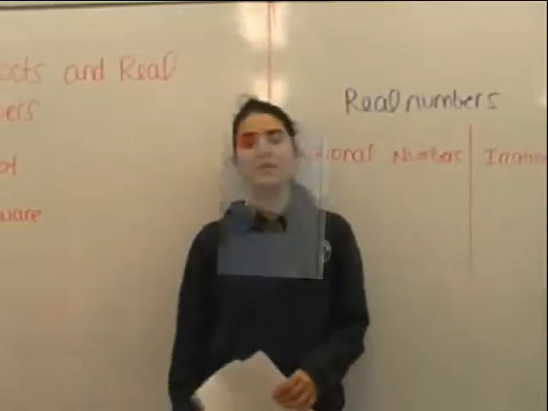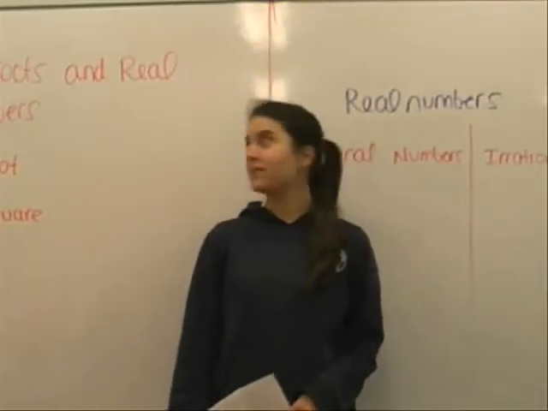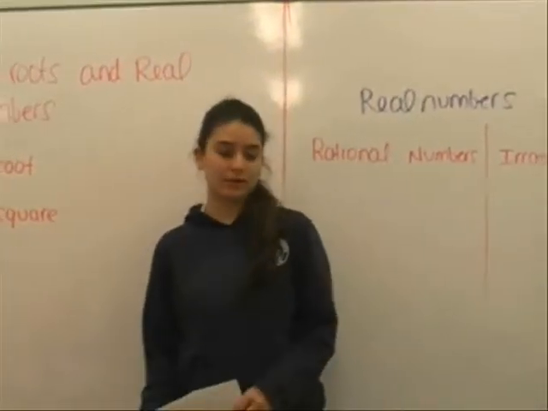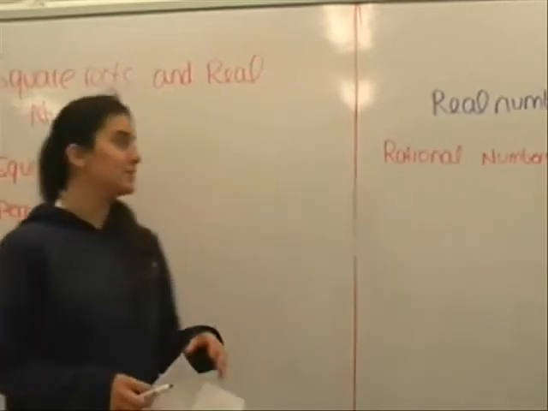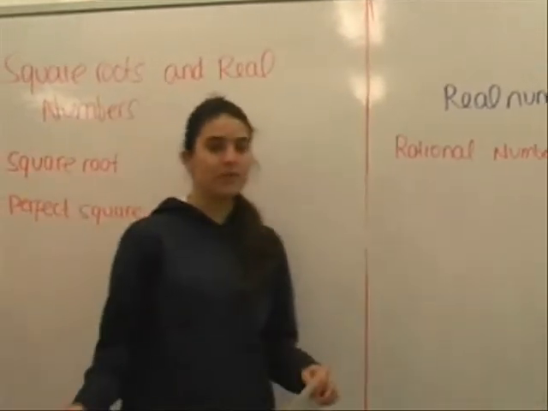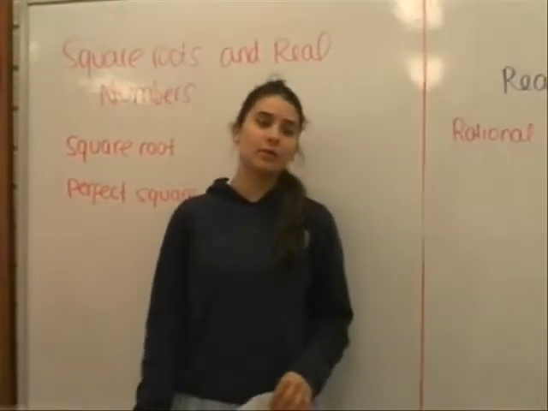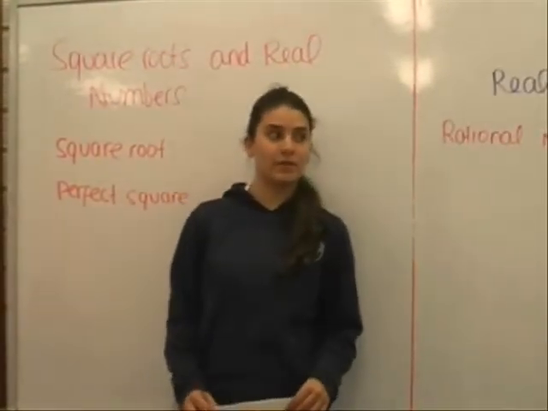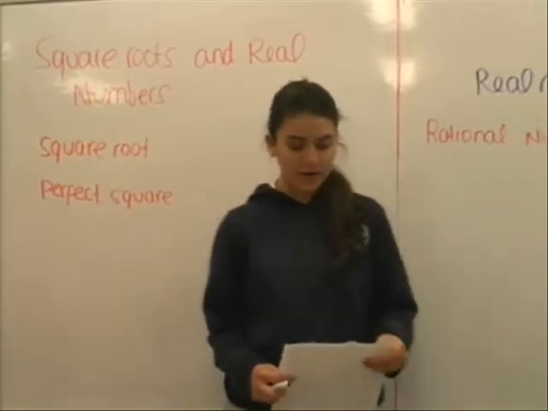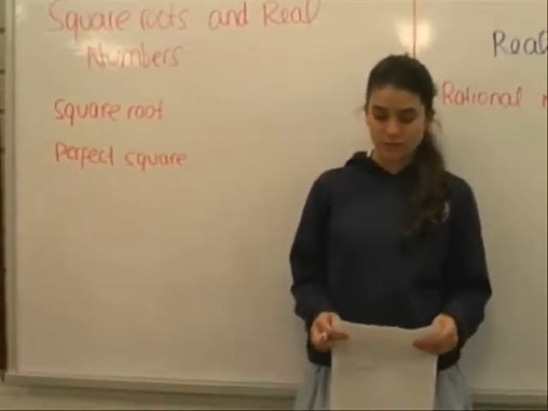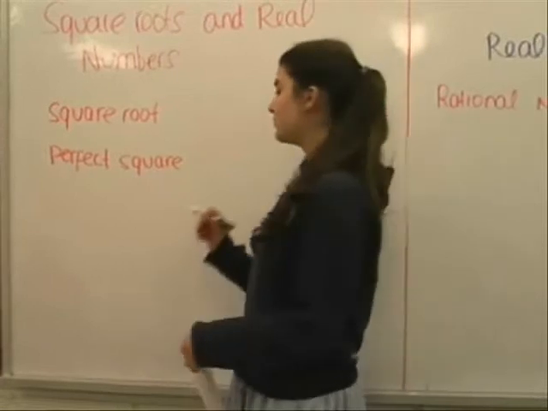Ciao. My name is Mariana Gomez, and today I'm going to talk about square roots and real numbers. Okay, first, the definition. A square root is a number that multiplied by itself gives a product. The square root is composed by the perfect square. The perfect square is a number whose positive square root is a whole number. So I'm going to give you an example.